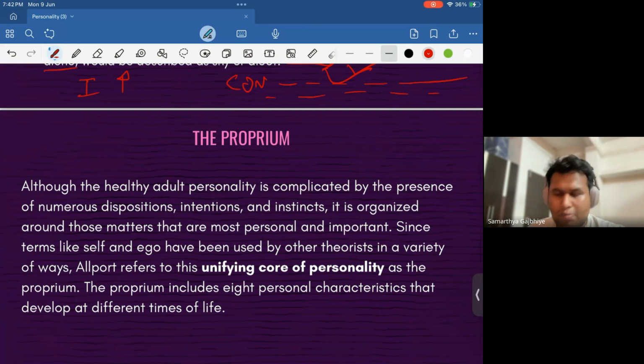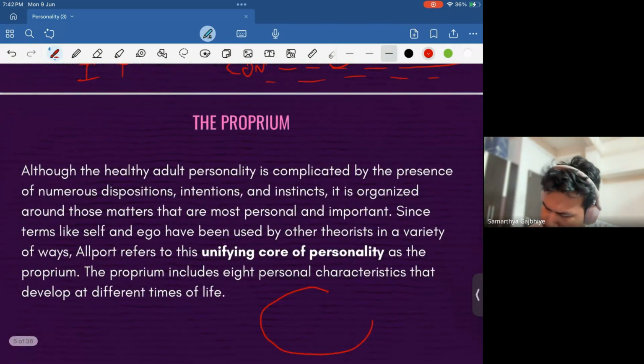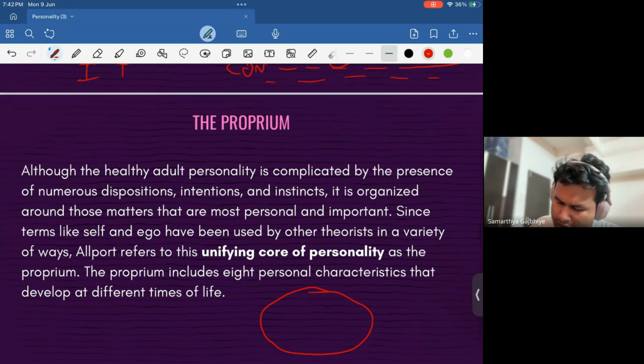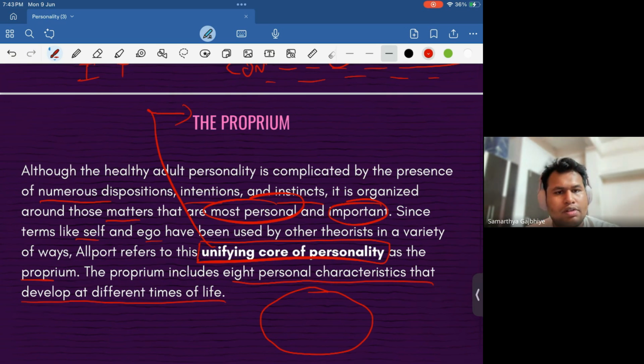Proprium. What is the proprium? A proprium you can imagine as a sphere, right? Although the healthy adult personality is complicated by the presence of numerous dispositions, intentions, traits, instincts, it is organized around those matters that are most personal and important. Self, ego, ठीक है. Allport refers to this unifying core of personality as the proprium. Includes 8 personal characteristics that develop at different times of life.